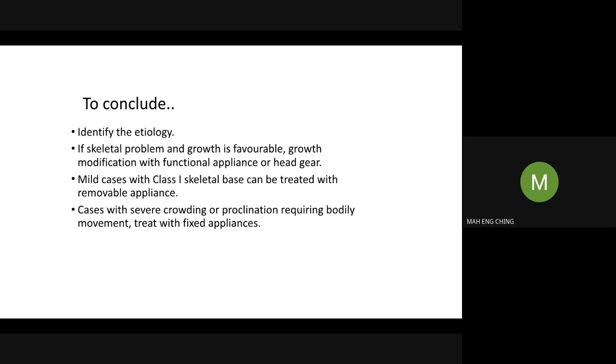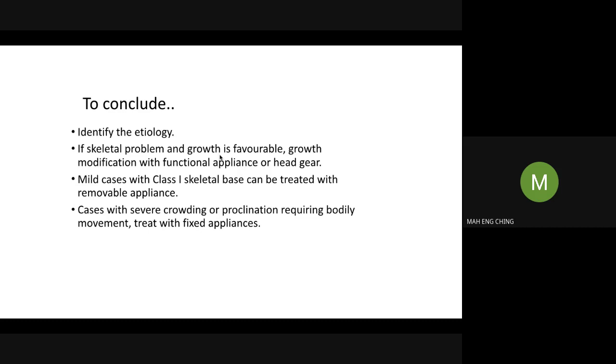If it is a skeletal problem and the growth is favorable, still growing, teenagers or young adults, then maybe you can do some growth modification with functional appliance or headgear, or sometimes a combination of both. It depends on whether the maxilla or mandible is the problem. Let's say the maxilla is too long, you can do the headgear to try to bring it back. If the mandible is too short, then you try to do functional to advance the mandible forward. If it's a combination of both, upper maxilla too forward and mandible too backward, then you can do headgear plus functional, both together.